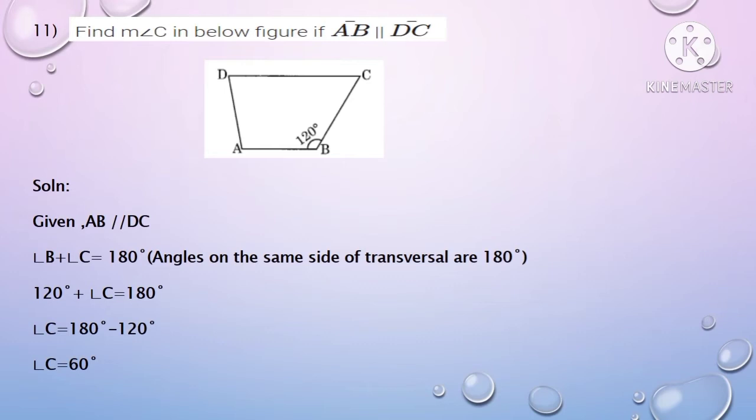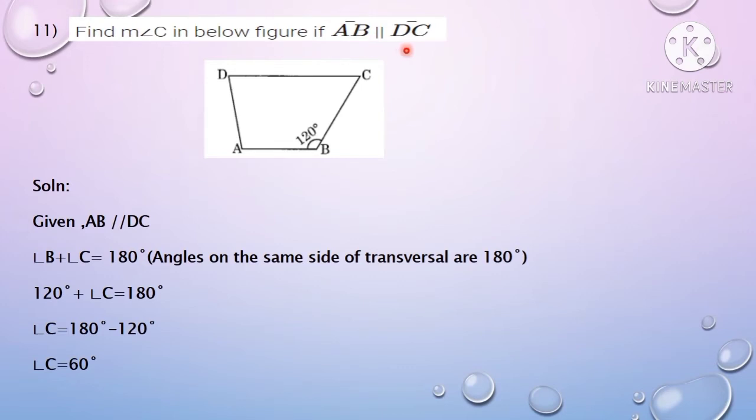So AB is parallel to DC. In this figure, this is the AB and DC. So they have given AB is parallel to DC. So if any one pair in a figure is parallel to each other, it means it's a trapezium, right? Do you remember, children, the definition of trapezium?